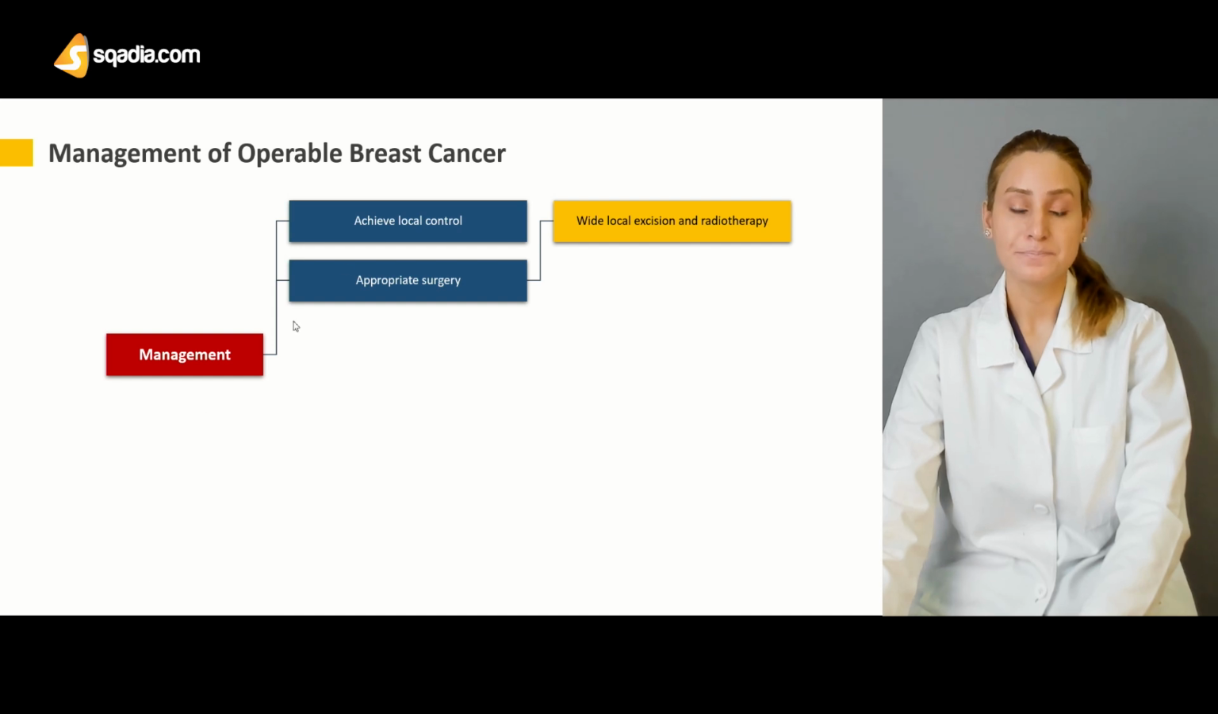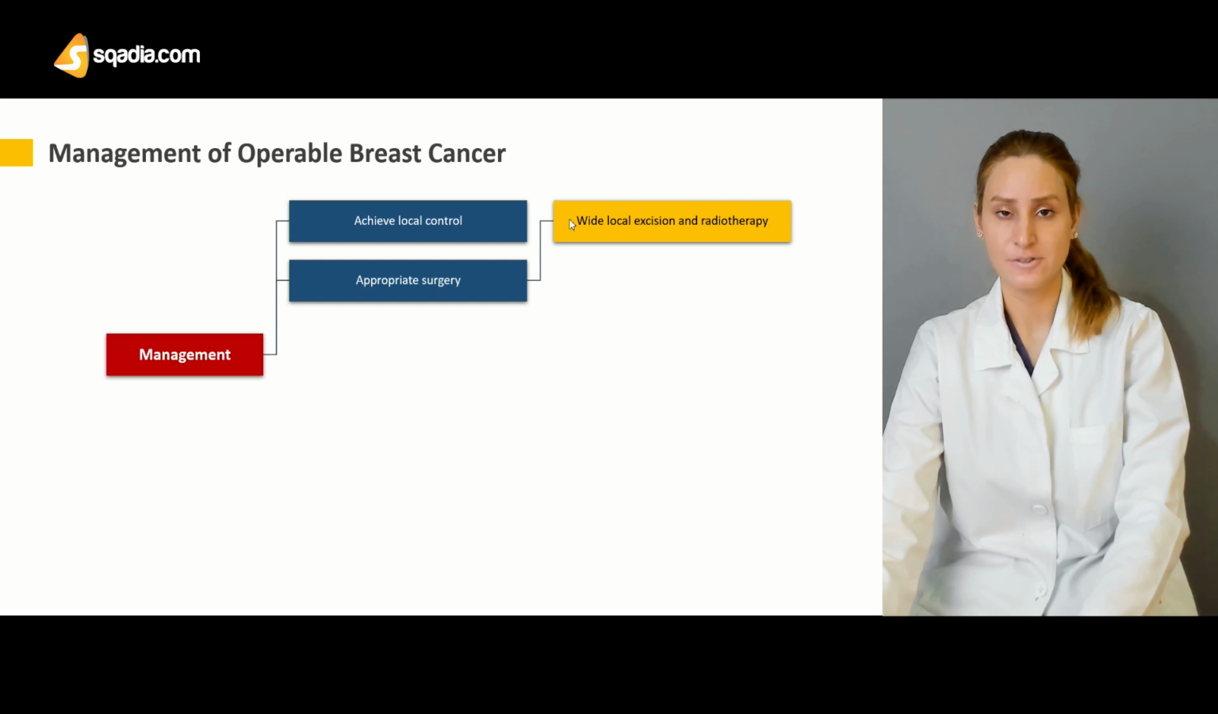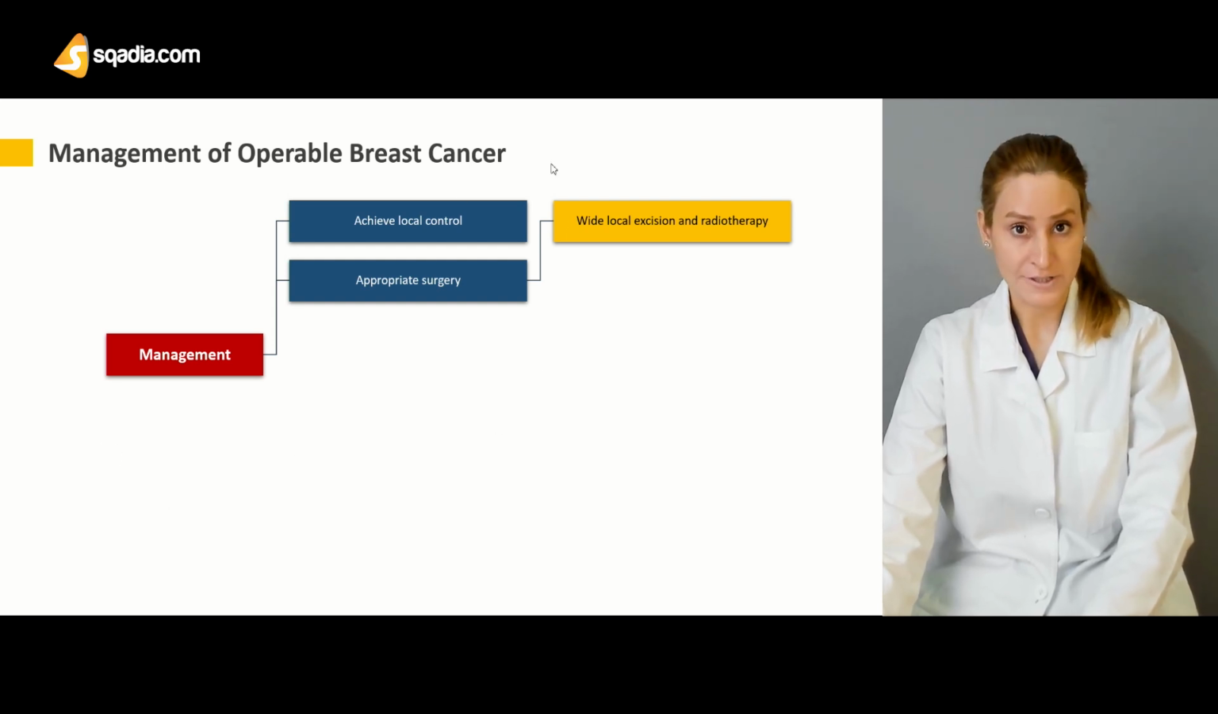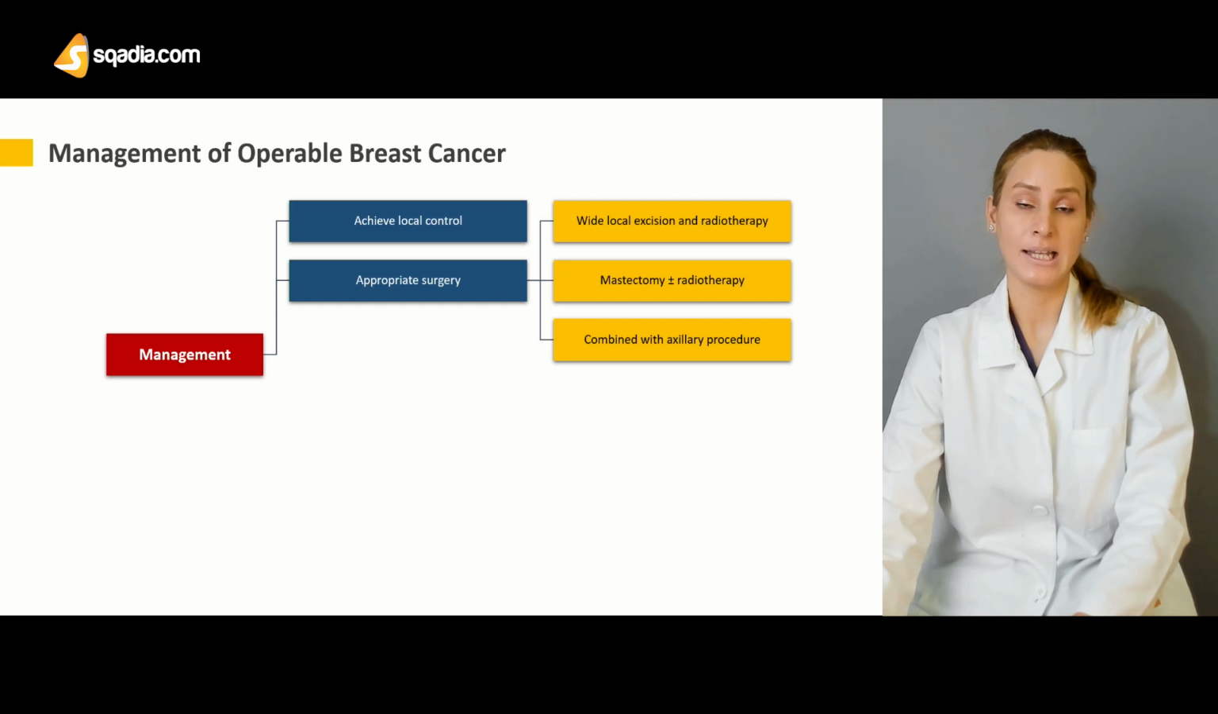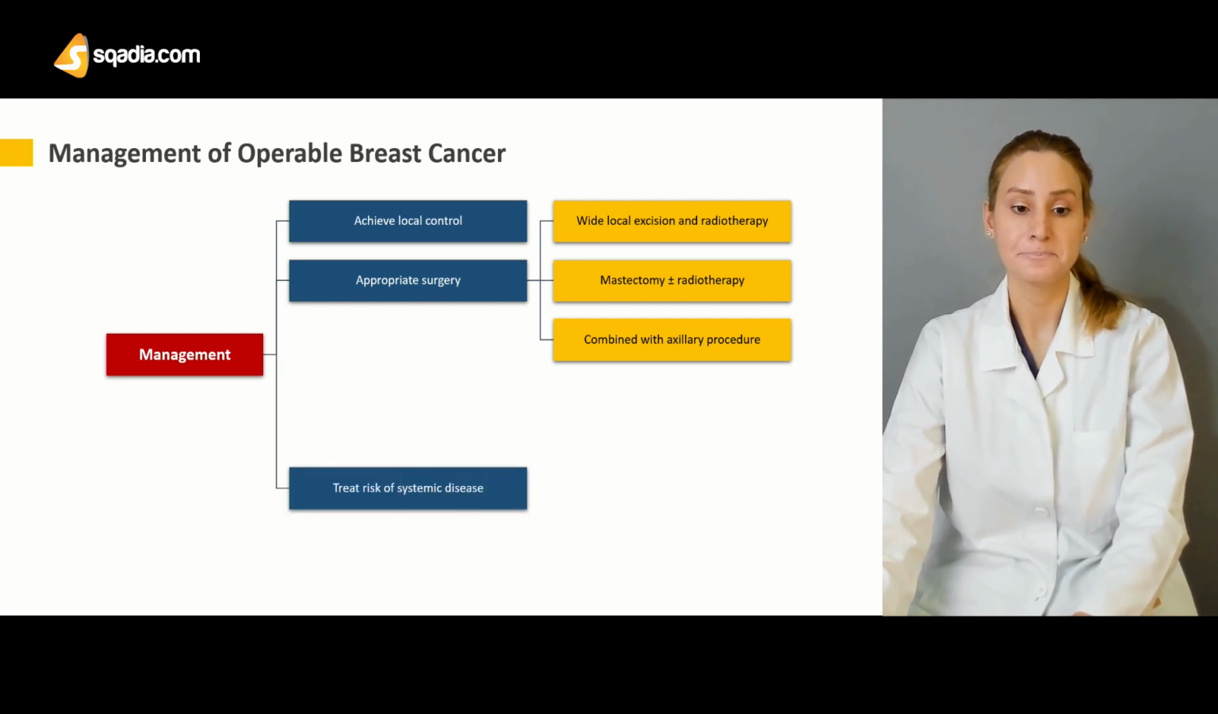For achieving local control and going for the appropriate surgery, the options available are: you go for a local resection or a wide local excision with radiotherapy, or you go for mastectomy, which is a simple or modified radical mastectomy, depending on whether you are going to go for radiotherapy or not. And sometimes you have to combine the mastectomy with the axillary section or axillary clearance as well.